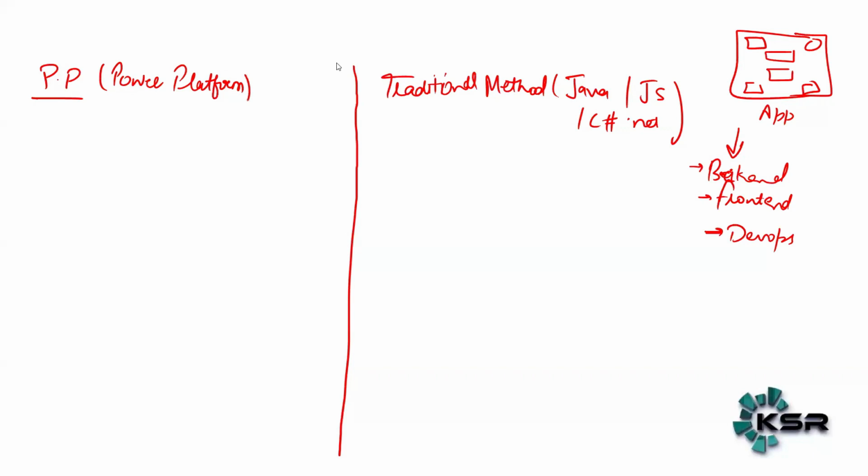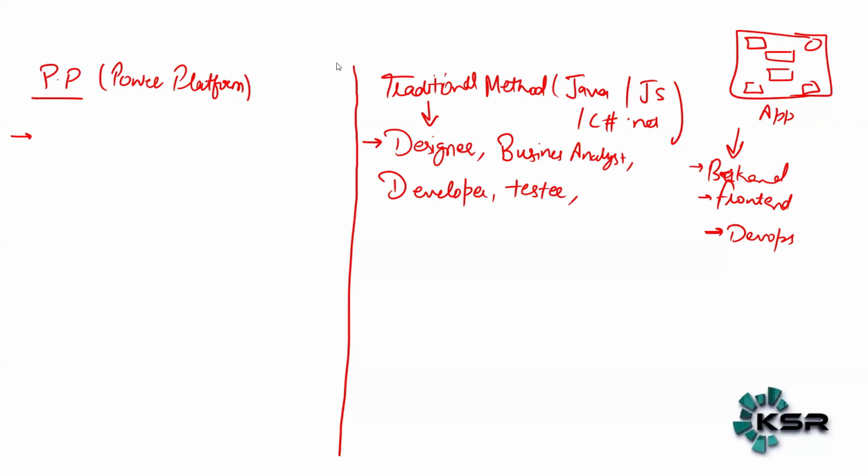Okay. So tell me guys, what do you think? How many people will be required here in the traditional method? Designer. Okay, designer will be required. Business analyst, developer, tester, and DevOps guy will also be required for deployments, right? Deployment pipelines. Yes. Yep. Okay.